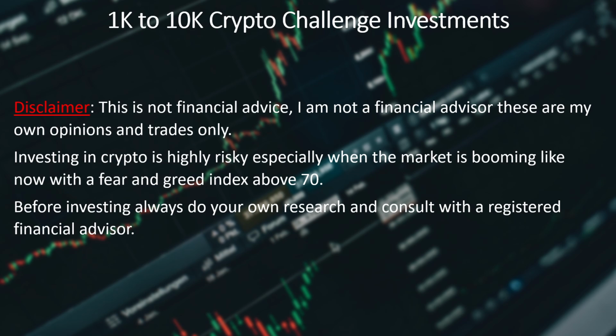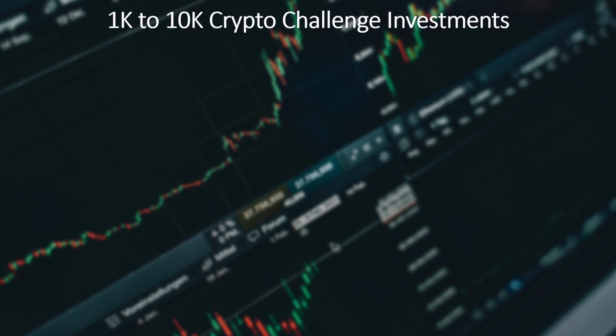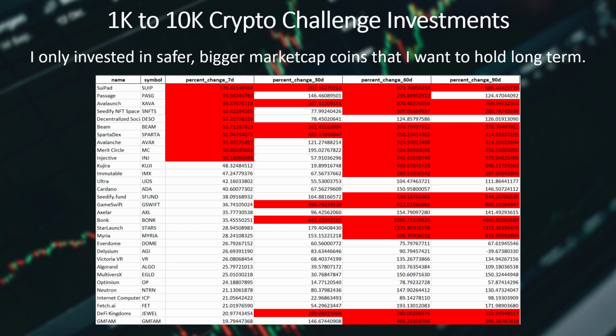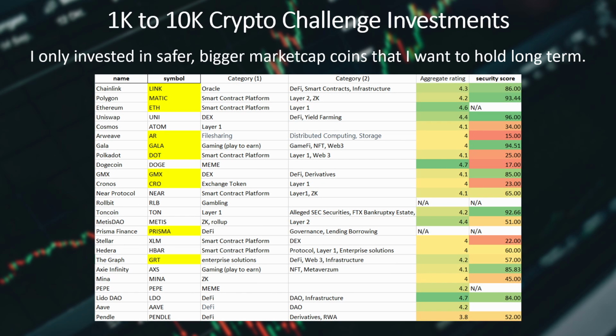Okay, as we are still preparing our list of tokens that we are interested in and researching them, I only invested in safer, bigger market cap coins that I want to hold long term. First of all, I did a quick sorting of my current crypto list. I filtered out the ones that made the biggest gains in the last 90 days, 60 days, 30 days and 7 days. This way, no overpriced coins are left that are more likely to have a pullback in the near future. I also filtered by market cap and the overall metrics these projects have.